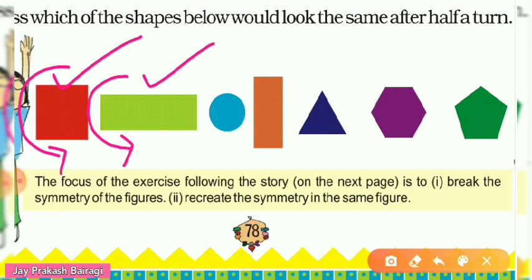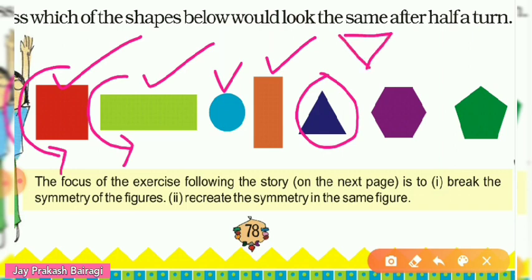Now we have a circle. Yes, it will be the same. Now we have a rectangle. So yes, it will also look the same if we give a half turn. Here we have a triangle. So if you give a half turn to this triangle, how will it look? Let me draw its picture. Yeah, it will look like this. So the original picture and the half turn picture are not looking the same. So it is not. Now we have the next picture. So yes, it will look the same if you give a half turn.